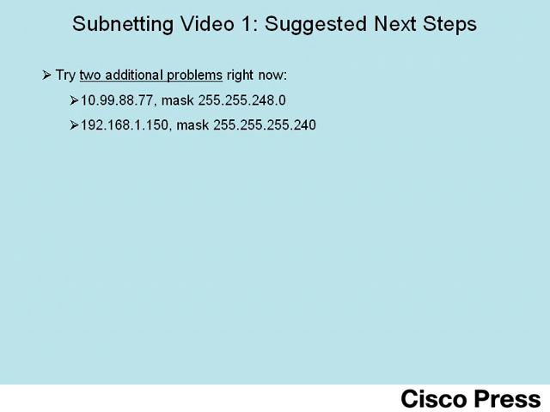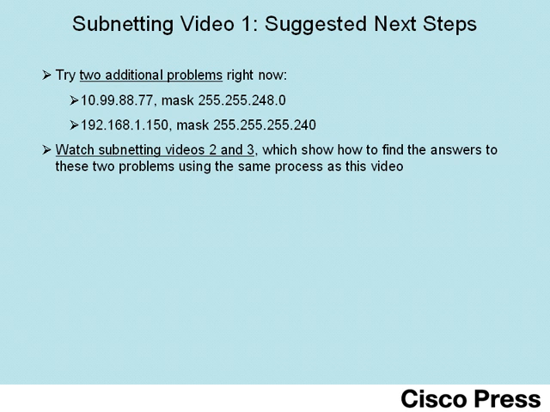When this video began, I told you that the tactical objective of this video is to help you learn a particular process for finding the resident subnet. Well, now that you've seen one example of its use, now take a couple of examples and try to work those right now. Here on the screen you should see two additional examples with different IP addresses and masks. Once you work these two problems, you can watch two additional videos which show you how to get the answer, again using this same process.